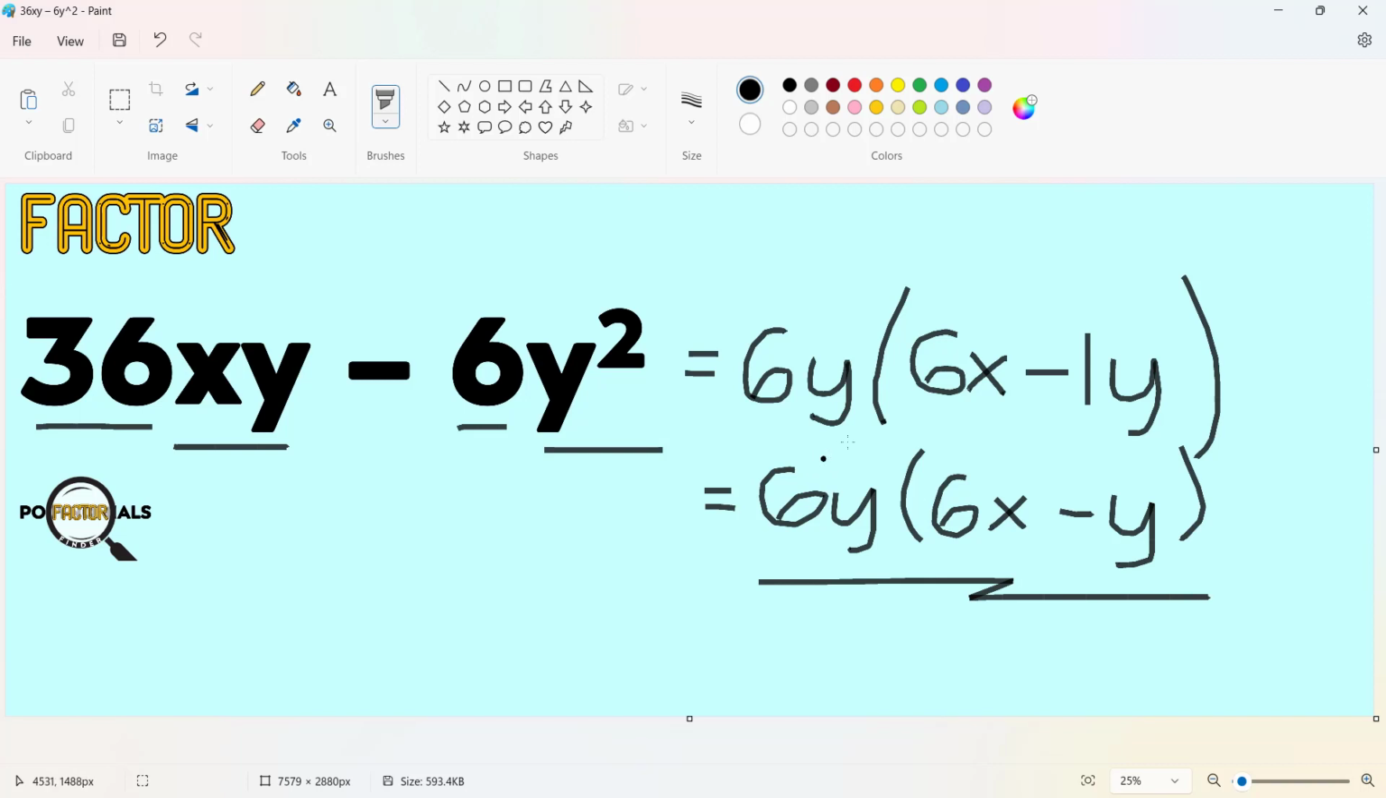Again, you could always try to check again. 6 times 6 is 36, y times x is xy. You have your first term. And when you multiply it here, you will have 6 times negative 1 or minus 6. And y times y, you will get y squared. This is the answer.